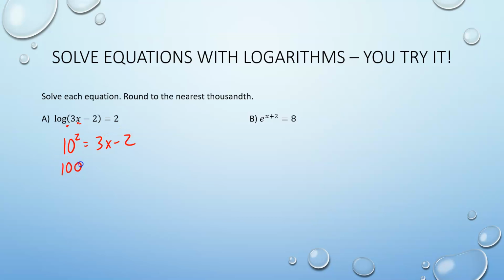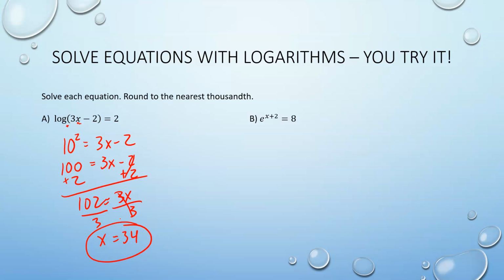This one I don't need a calculator for too much. 10 squared I know is 100. I would add 2. 102 equals 3x. You might need a calculator there, but I know that 102 divided by 3 is 34. So that one worked out nice and neat. Because there's no major decimals, we could have done that without a calculator.